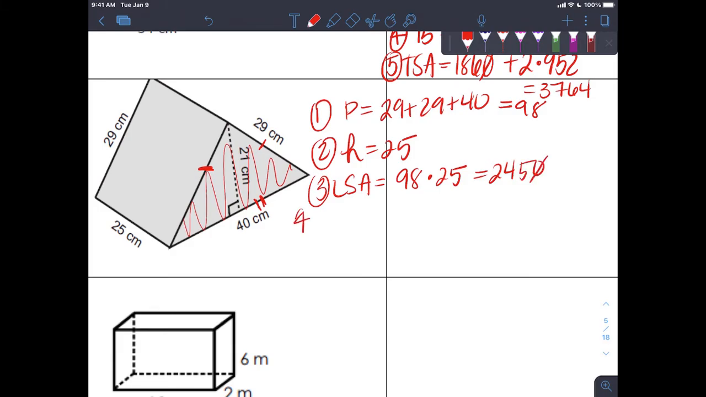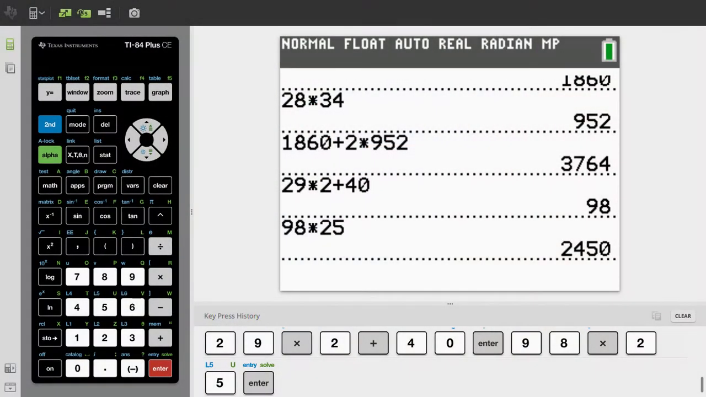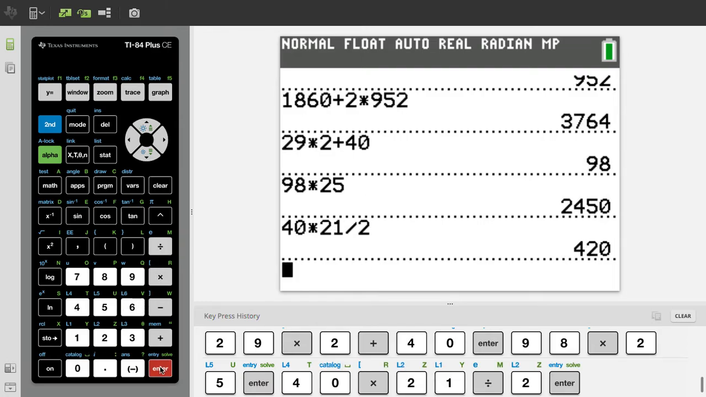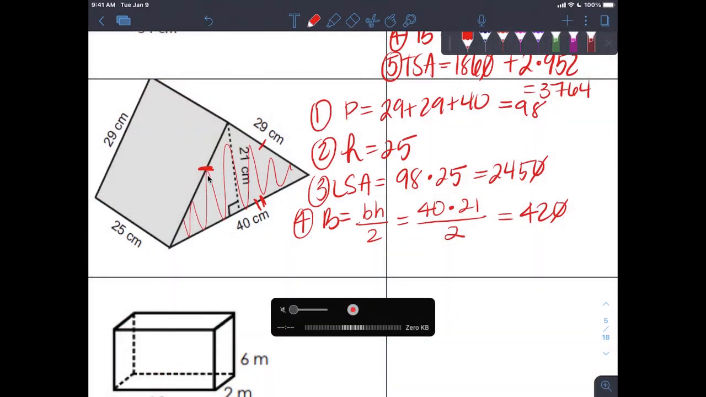Now I can go ahead and find the area of my base. Because this is a triangle, BH over 2. The B is 40. The H is 21, all divided by 2. Let's put that in our calculator. 40 times 21 over 2. 420. So the area of my base is 420.